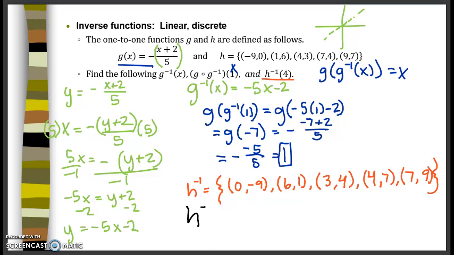H inverse of 4, well, that's when my input is 4, or my x value is 4, which happens here on this point. So what is my y value at that x value? It is 7.